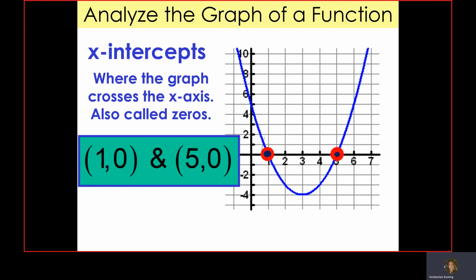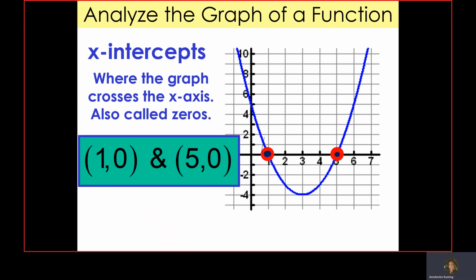What's the location of this point? 5, 0. Y'all know that's why they call them zeros, right? Because all along the x-axis, y is always equal to 0. That's why they call it the zero, because that's where the function itself is equal to 0. That's the connection. Does that make sense? Okay.